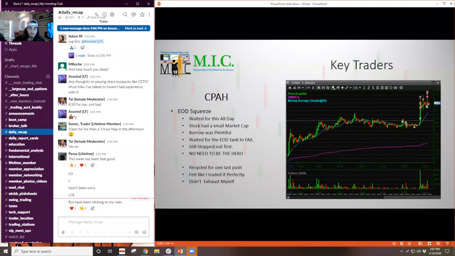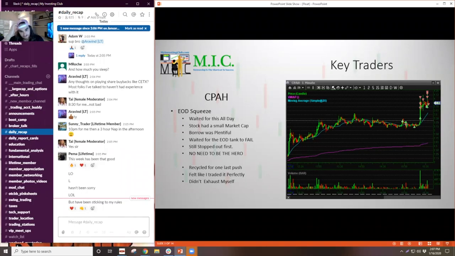So this one was on Friday. This was a fun trade. It's one of my all-time personal favorite trades, even though they don't come around very often. It's the end of day squeeze play.